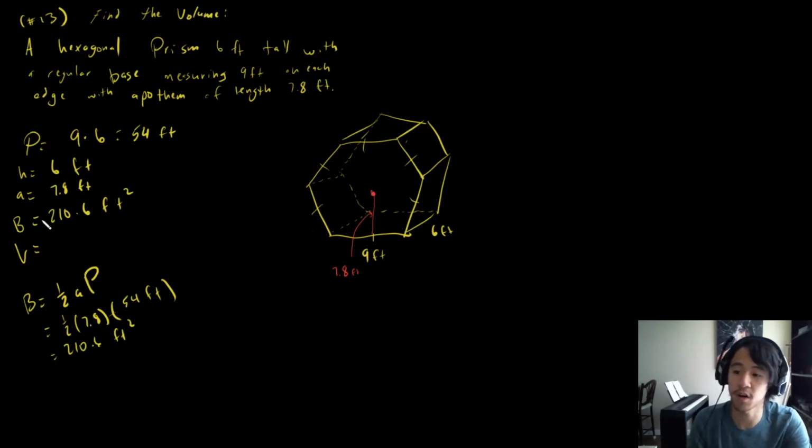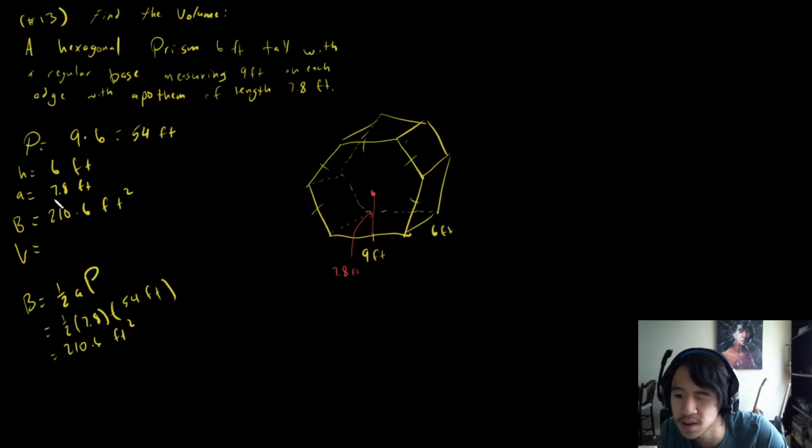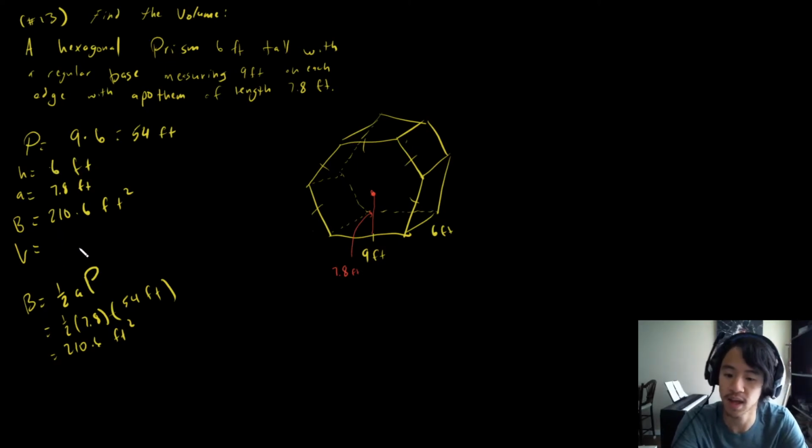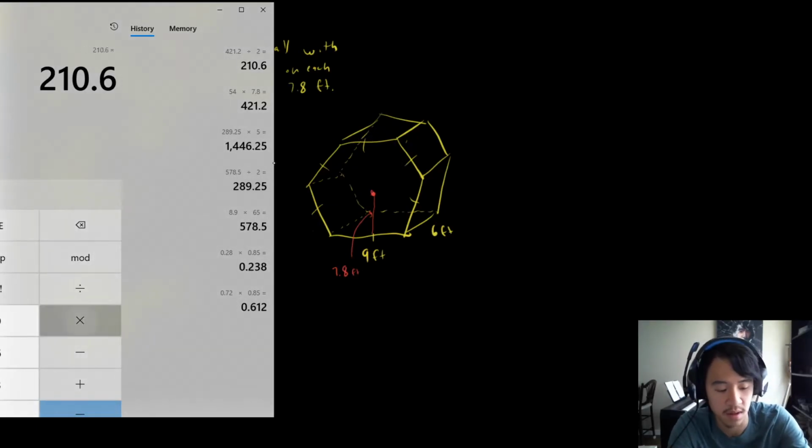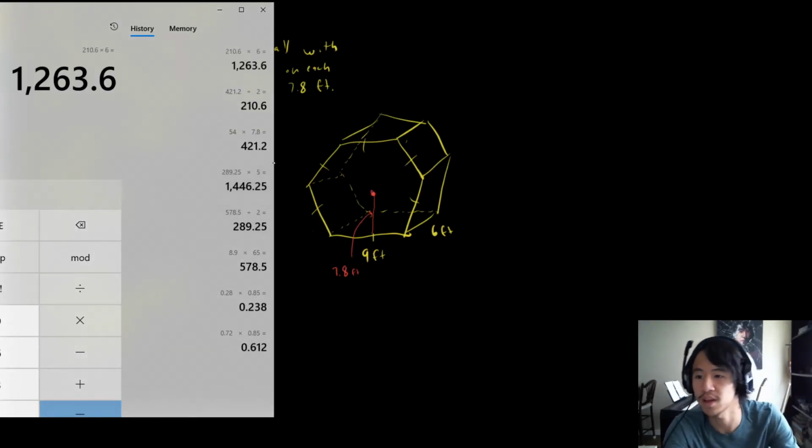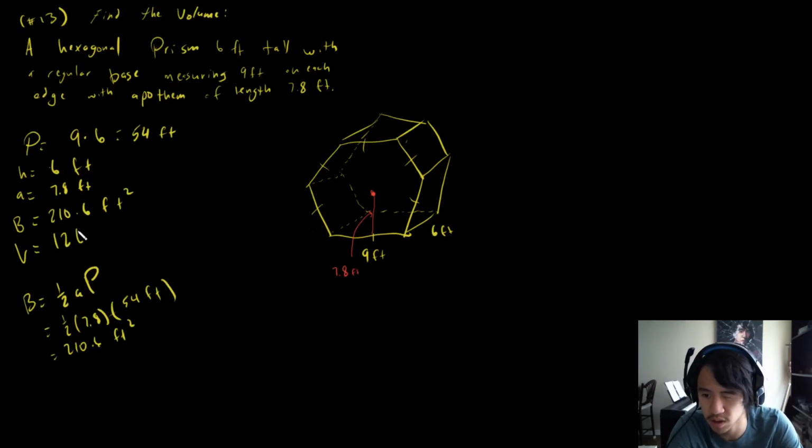And to find our volume, we're going to have to multiply this by the height. So let's go ahead and do that. Our height is 6, so we have to multiply 210.6 times 6, and we get 1,263.6. And then this is going to be feet cubed.